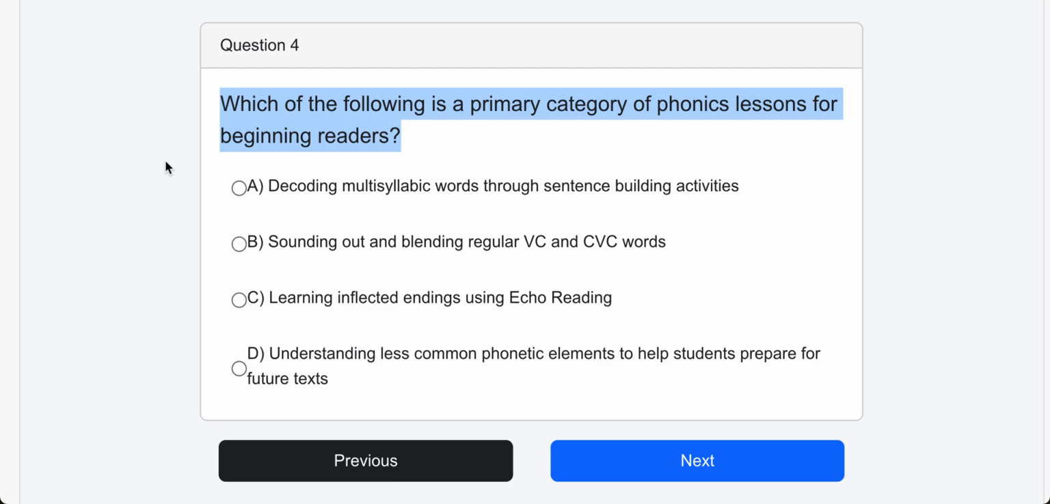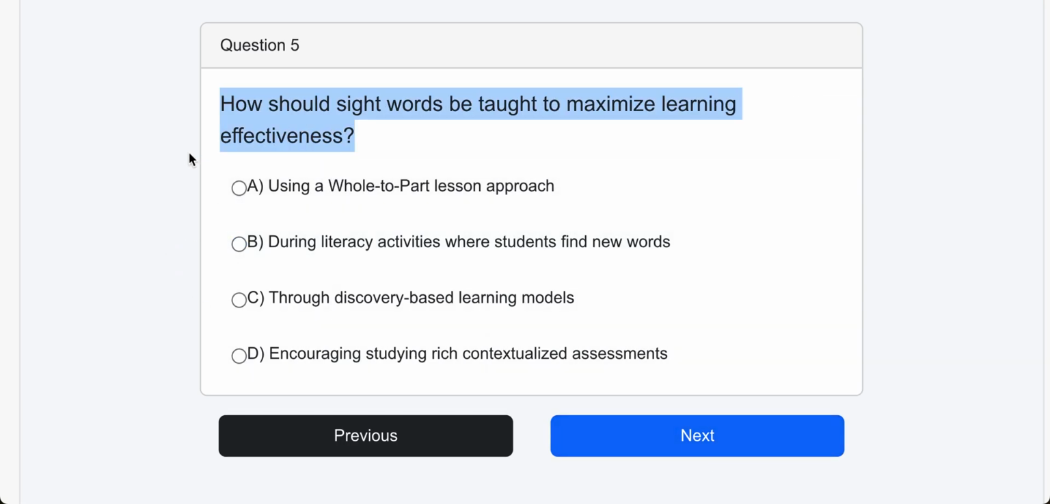Question number 4, without further ado, remember that for beginning readers, phonics lessons typically include sounding out and blending regular VC, which stands for vowel consonant, and CVC, remember consonant, vowel, consonant words. So here we have option B, sounding out and blending regular VC and CVC words. So we're going to go with that. Click next. Move on to question number 5.